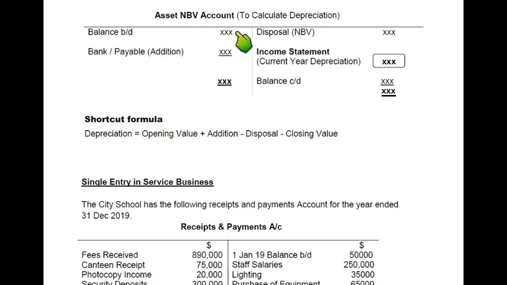Starting with balance b/d, that is the opening balance, we add up all the assets. Again, this is bank or payable addition. If you have sold the asset, we transfer it to disposal. Again, we use the value and not the amount actually received. Then the closing value, balance c/d, comes on the credit side, while balance b/d is on the debit side. Then the difference is the income statement, the current year depreciation.